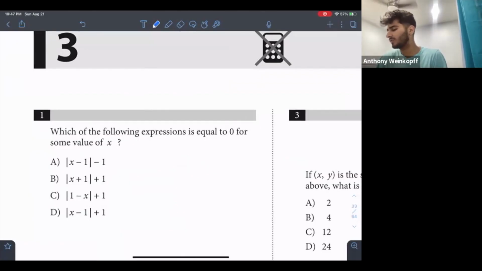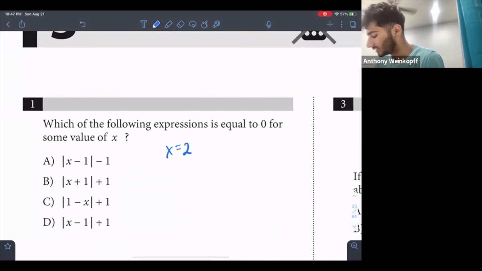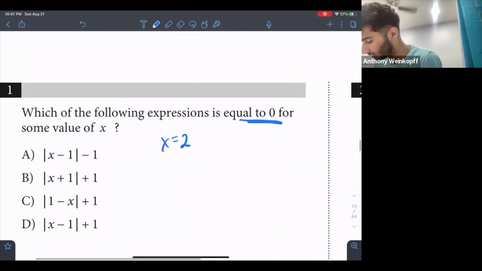The first question says, which of the following expressions is equal to 0 for some value of x? So what you would do here is pick some value of x. We could use 2, so it has to equal 0. So let's just use 2. So we would just plug in 2 into each equation.